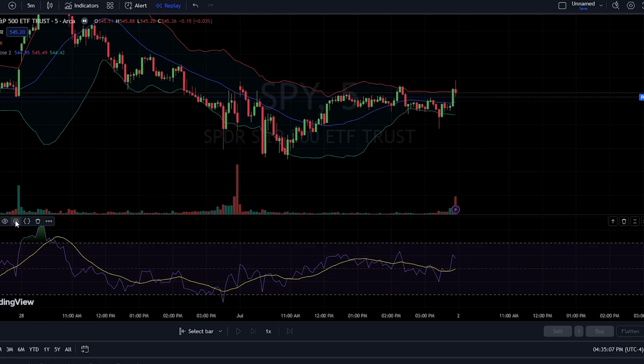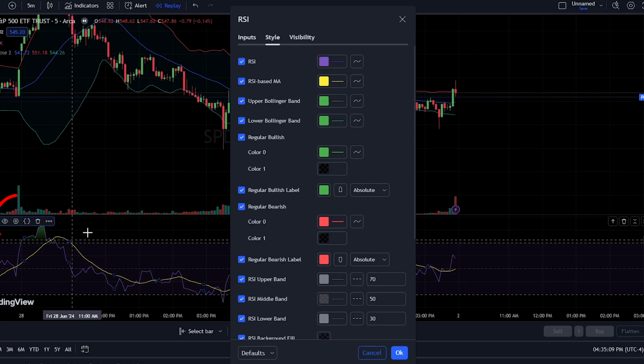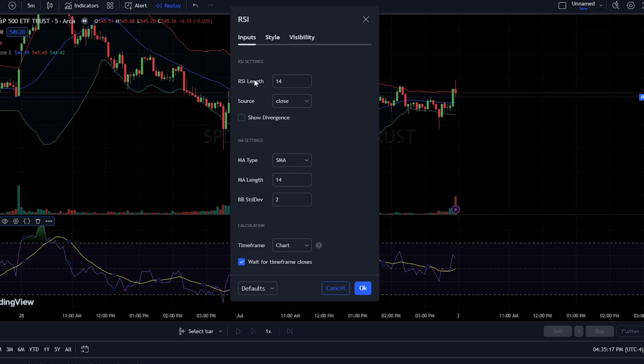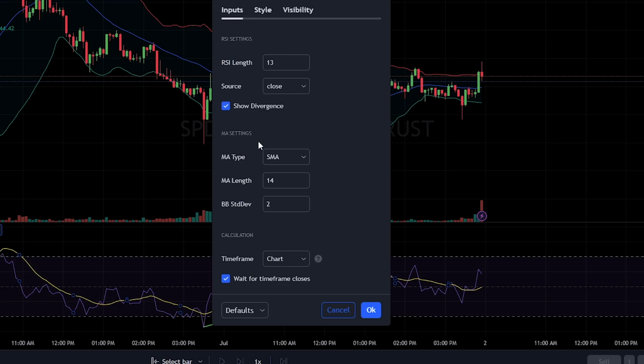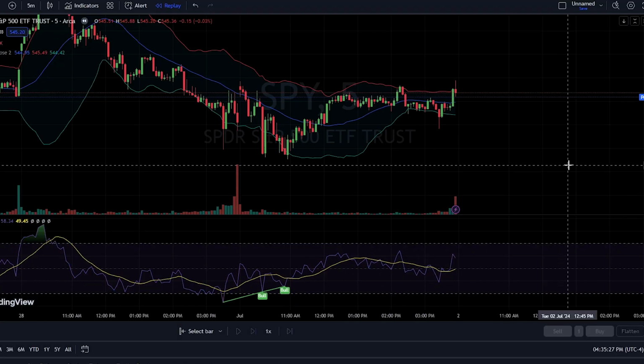Now we're going to head over to the RSI and go over to settings. Now here you're going to see a plethora of information that you can add. However, we're just going to want to head over to the inputs and make sure that the RSI length is set to 13 and that show divergence is checked. Now you guys are going to click OK and now we're good to go.